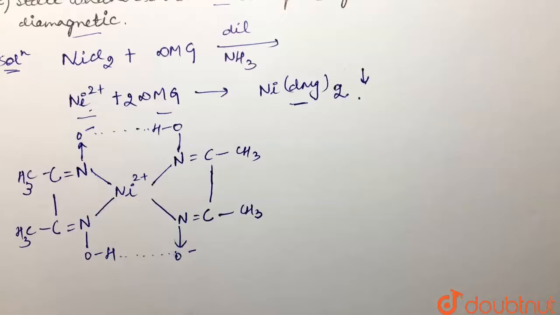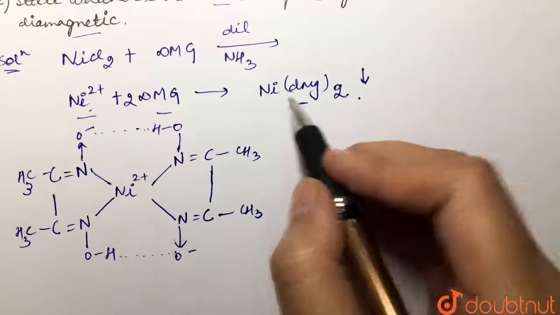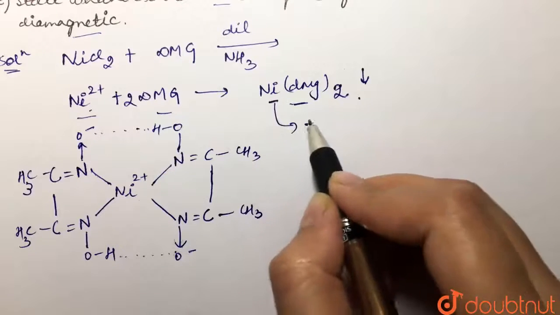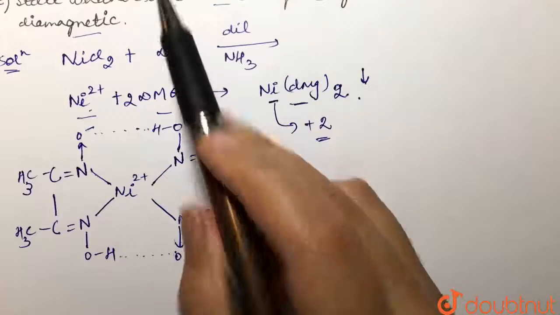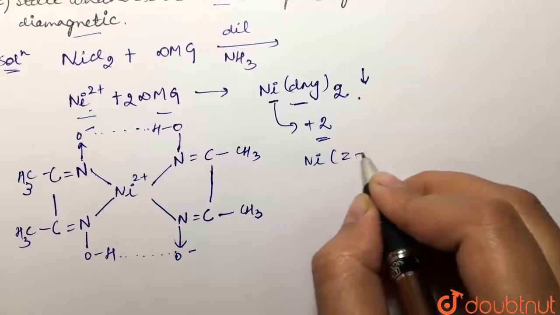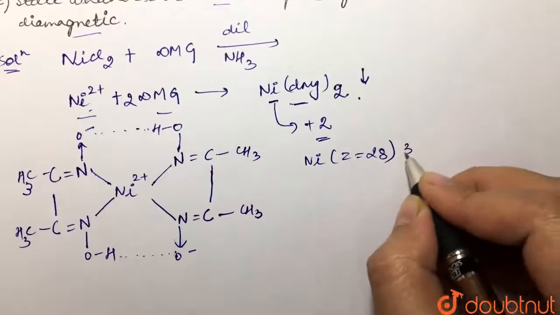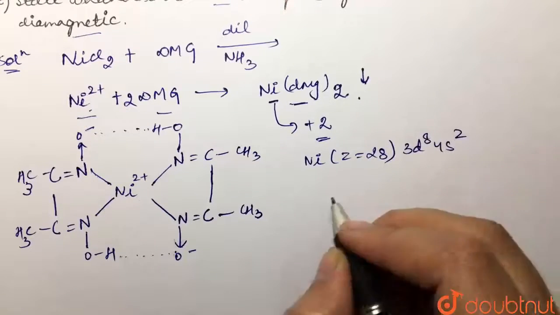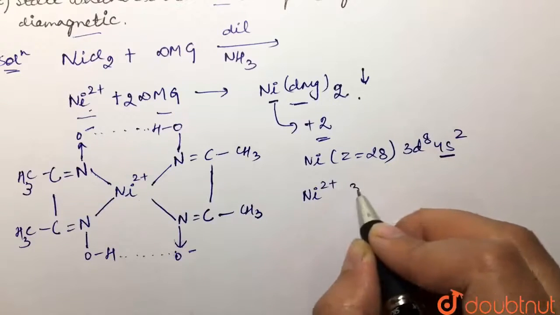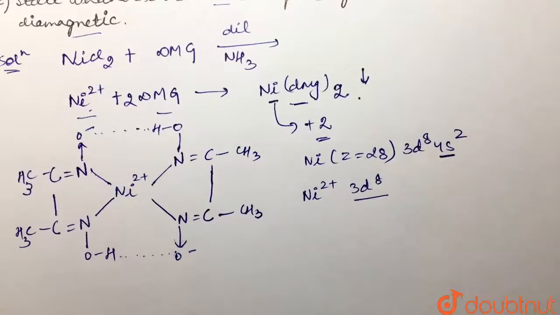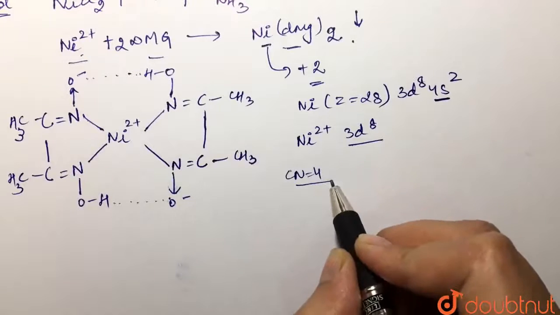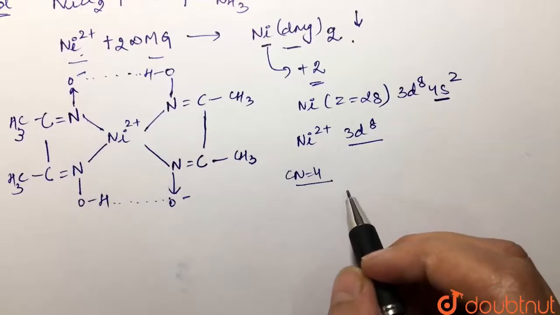The second part was to write the oxidation state of nickel. We see that we have an oxidation state of 2 positive in this case. Then we are supposed to tell what the hybridization is. So how can we find out the hybridization? We know that nickel has atomic number 28 and a valence electronic configuration of 3d8 4s2. So 2 electrons would get lost from here, and we have 3d8 as the electronic configuration for nickel 2 positive. Over here the coordination number would be 4.